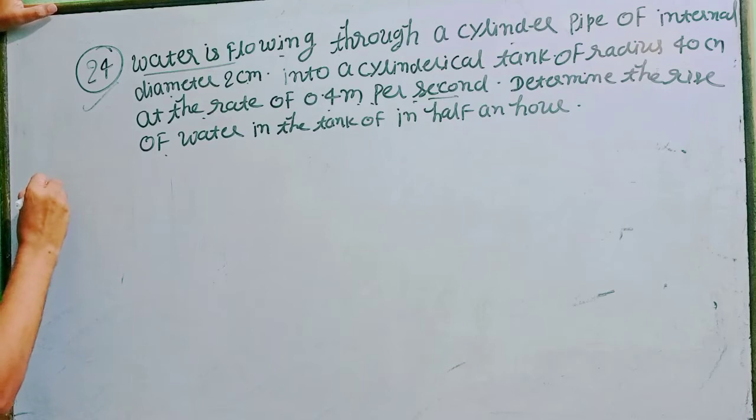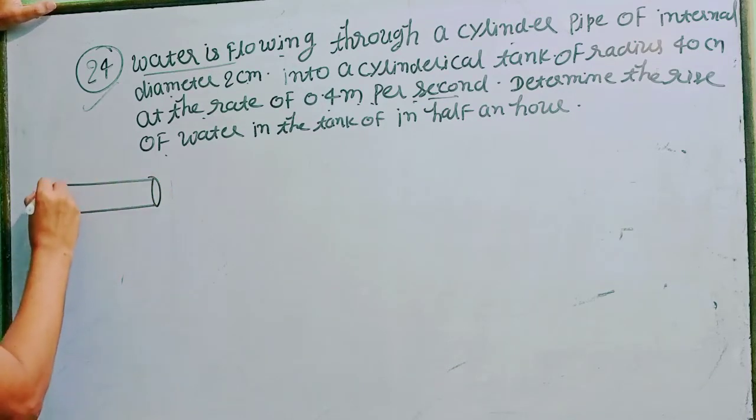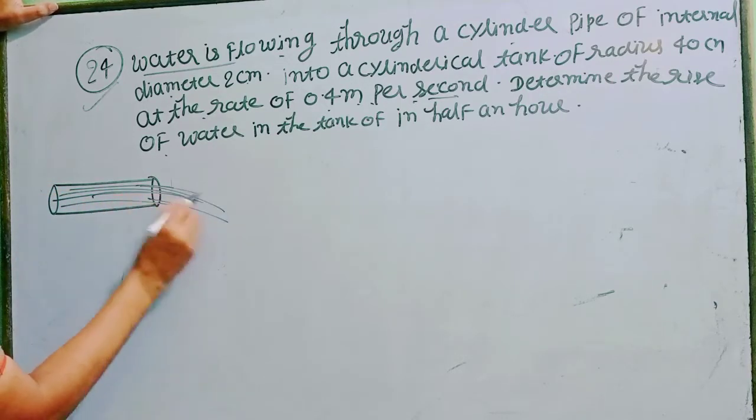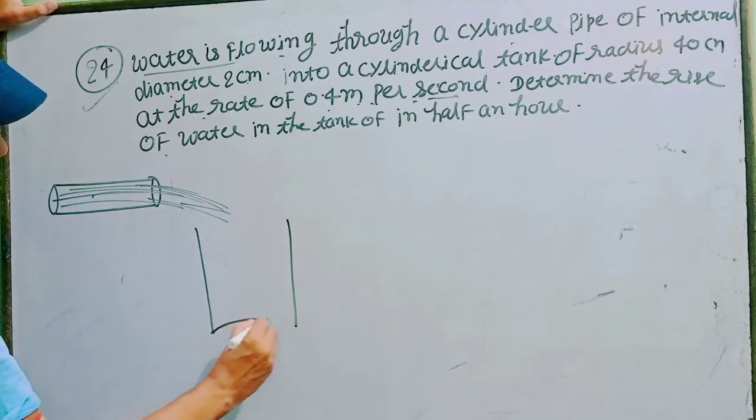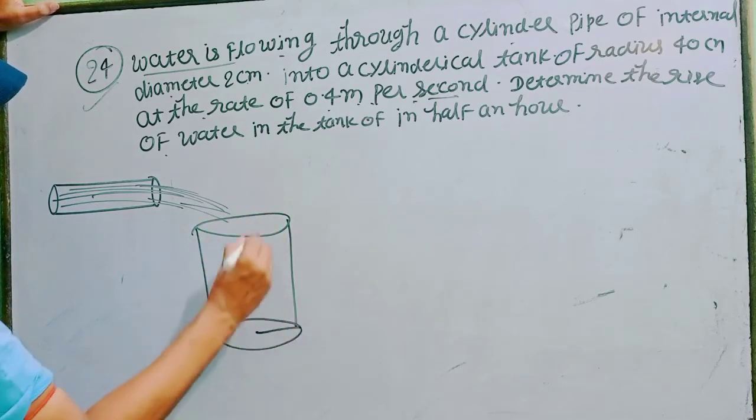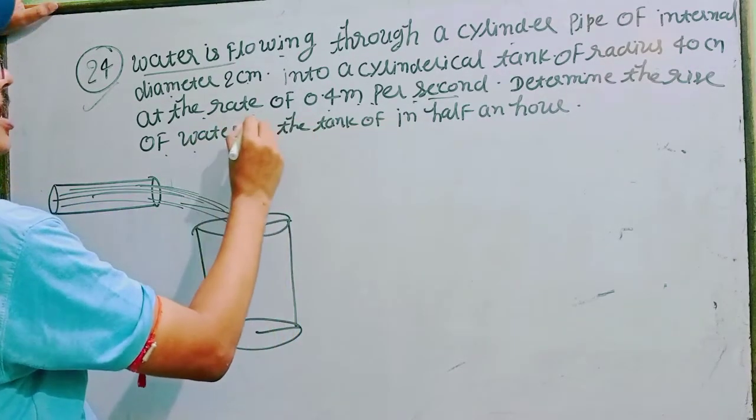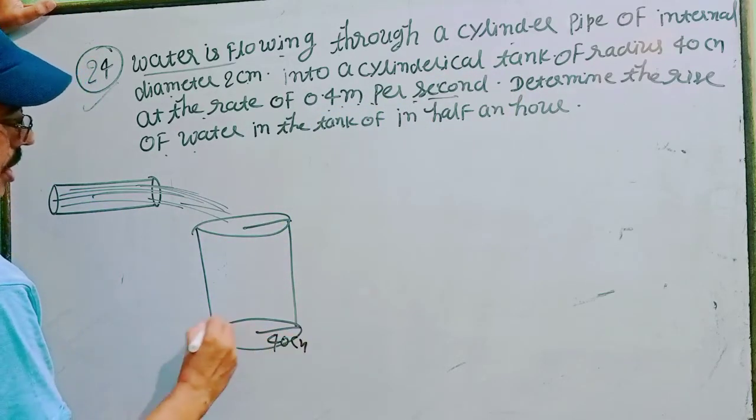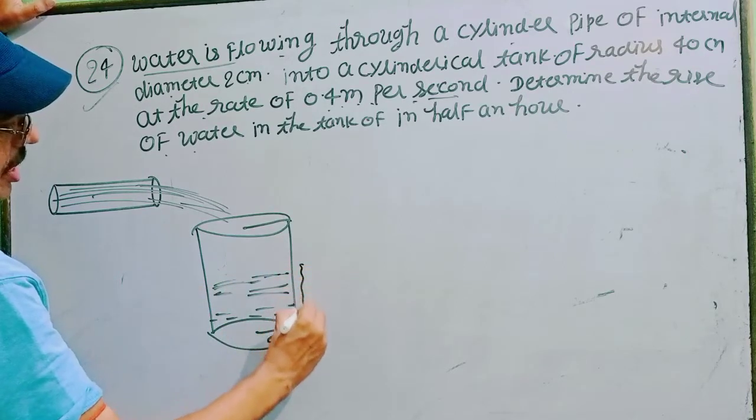Your question says that there is a pipe, which is also cylindrical, and water flows through this pipe and is collected in another cylindrical vessel, with its radius and height. We have to determine the rise of water in it. The radius of the tank is given as 40 cm. In half an hour, how much does the level of the water rise in the cylinder?